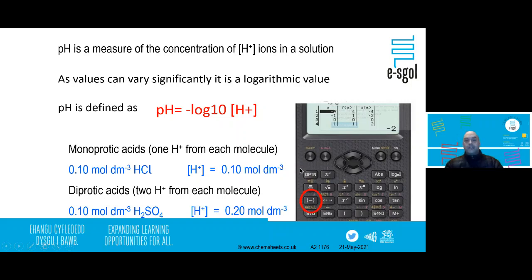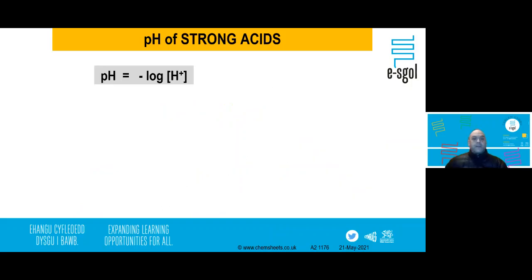So there's your minus button that you want to be using, and there's your log button. You just literally type in log, that's your log base 10. So minus log and then whatever your concentration is. If you have a look here, there's our expression for pH.